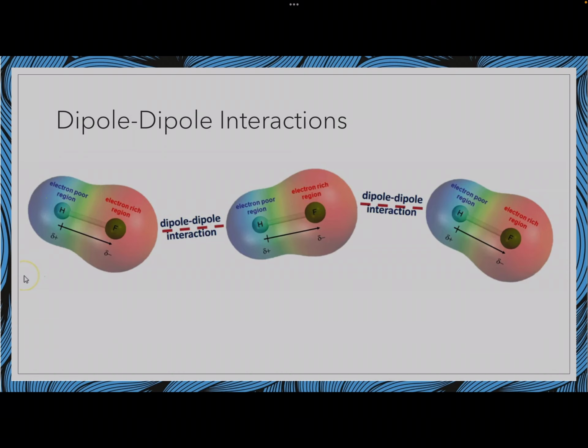Now here's just a little diagram of how it happens. So this is HF, so hydrofluoric acid, hydrogen fluoride, whichever you want to call it. So we can see that one side becomes electron rich, one side becomes electron poor. So this is our dipole. Now the negative side of that, so the fluorine side, is going to have a dipole-dipole interaction with the hydrogen from another molecule. And so these bonds are a lot stronger than the dispersion forces because they're permanent, they're not temporary. Okay, so they're always there.